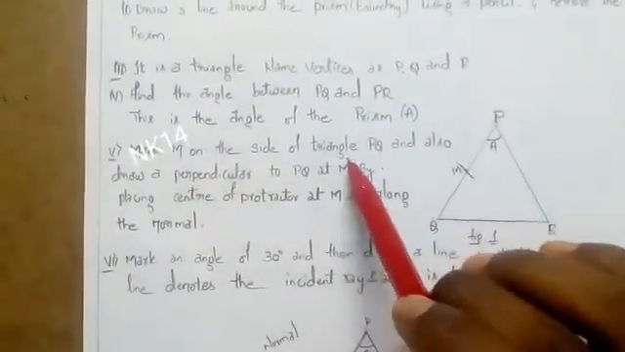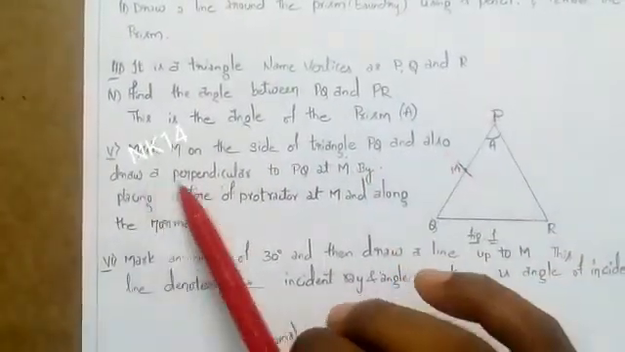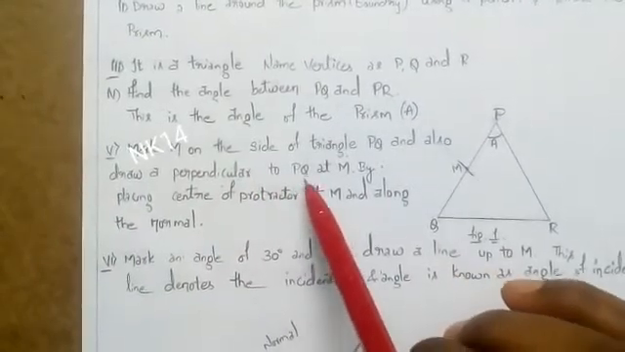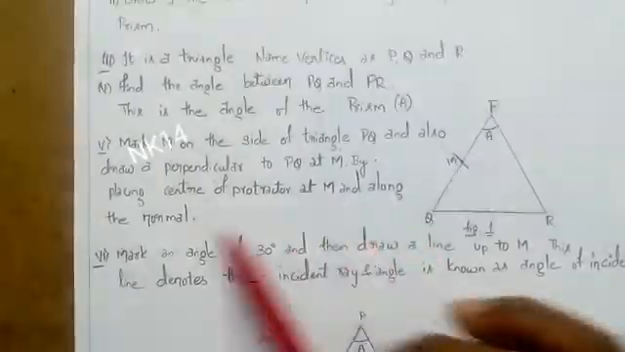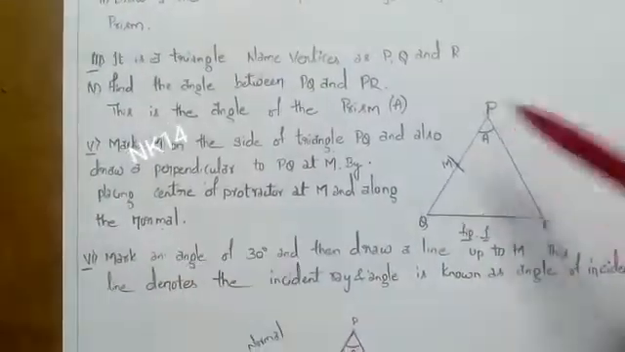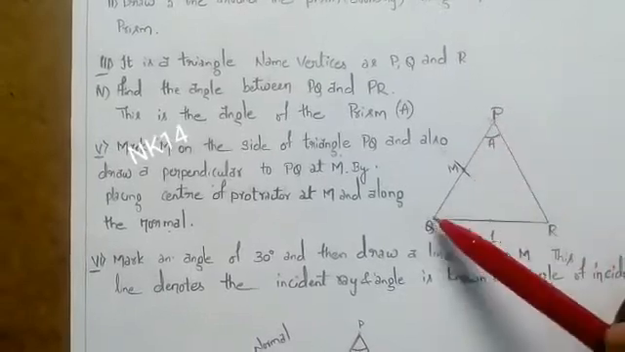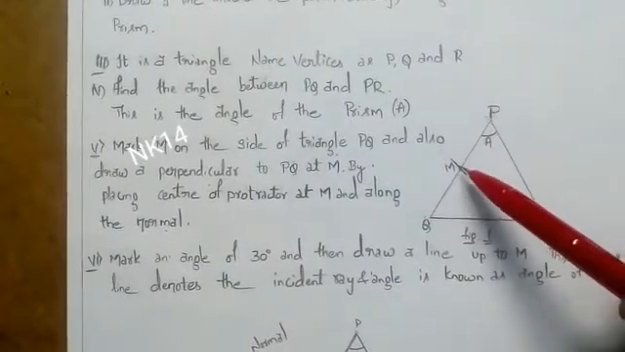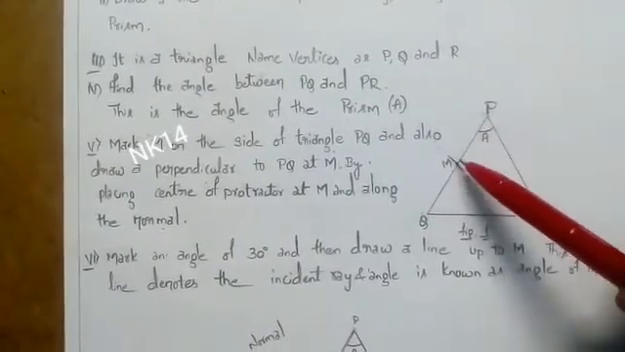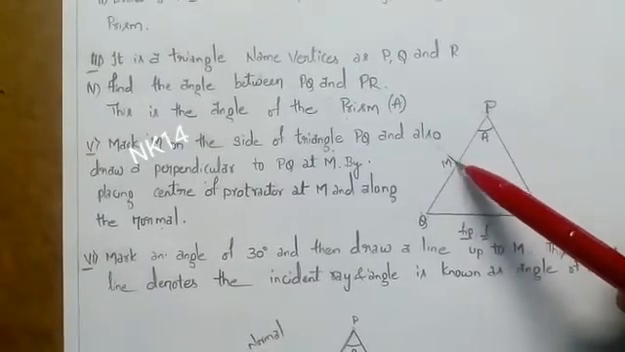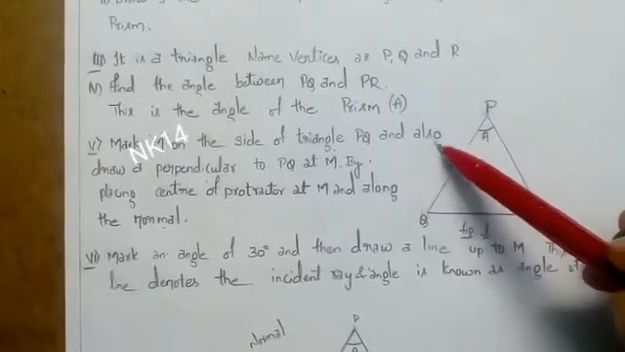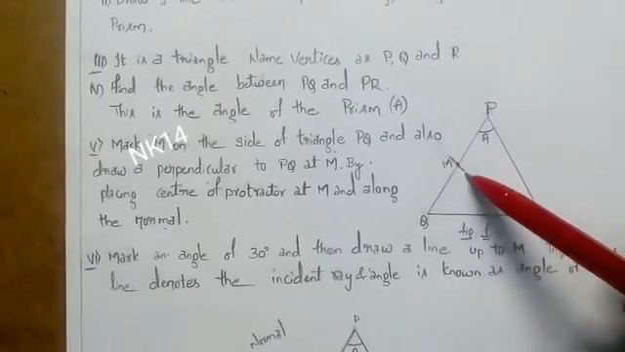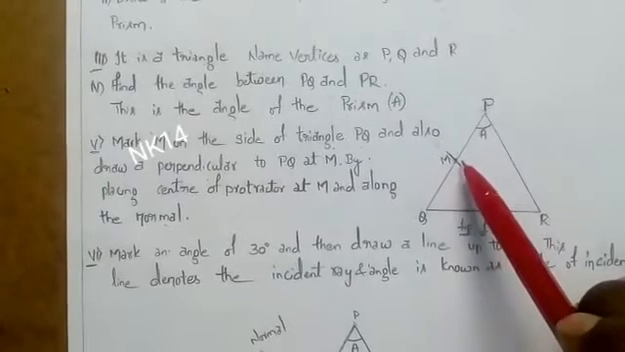Next, mark M on the side of the triangle PQ and also draw a perpendicular to PQ at M by placing the center of the protractor at M and along the normal. So from this we can say that on the side PQ, we have to mark one point M, and with the help of the protractor, keep the center of the protractor on M and draw the perpendicular line, that is the 90 degrees line, and this line is considered as the normal.